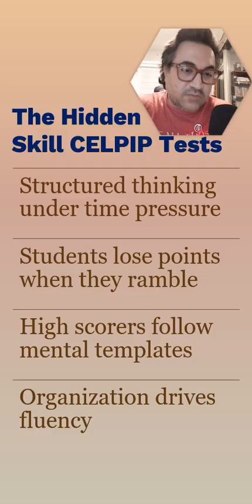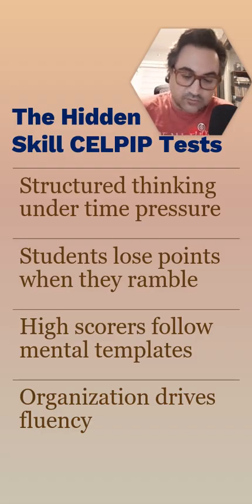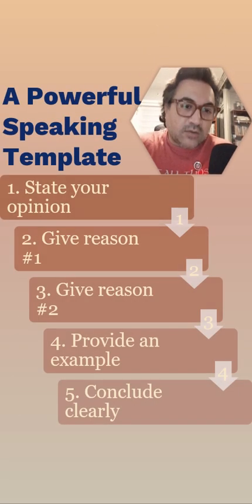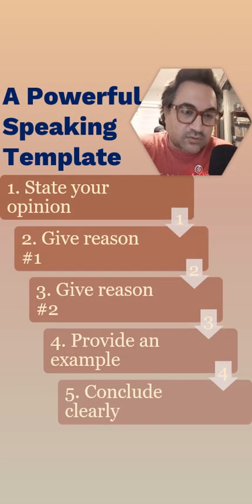High scorers follow mental templates. They have a template, like introduction, body, conclusion. That's a mental template. And organization drives fluency. Because they are organized, they are more fluent. Now, here's a powerful speaking template for you. First, state your opinion. Then give reason 1, give reason 2, provide an example, and then conclude clearly. That's all you can do in 60 seconds or 90 seconds.